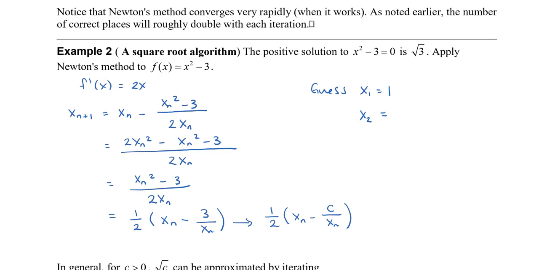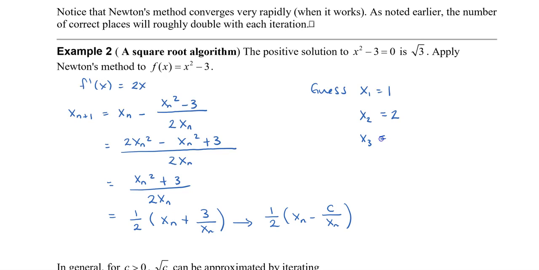Oh, actually, you know what? I just realized I made a little mistake when I distributed. This is a common thing. When I distributed the negative, I forgot to make that become positive. So I'm going to bring that down. All right, so let's try that again. I have 1, plug that in. 1 plus 3 is 4. And then 4 divided by 2 is 2. So my x2 value is 2.